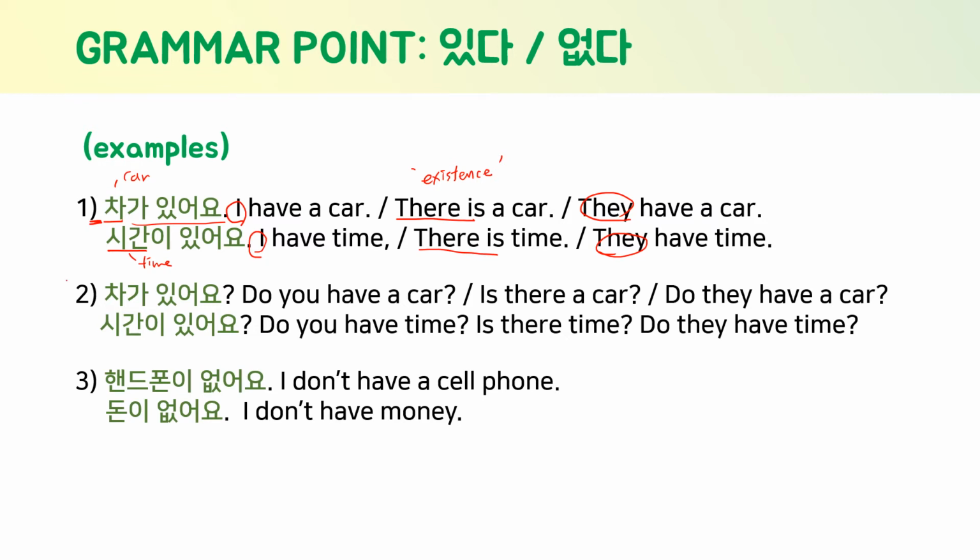But for the questions, unlike English, in Korean all you need to do is put the question mark at the end of the sentence and raise the tone. But word order, the sentence structure, is exactly the same. So 차가 있어요. I have a car. Do you have a car? 차가 있어요? 차가 있어요? Can you see the difference? Do you have a car?